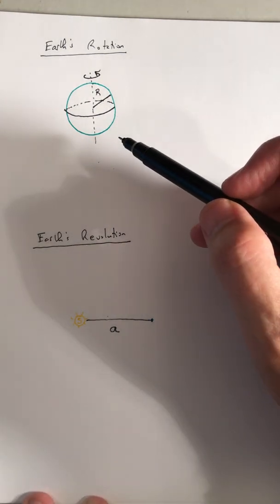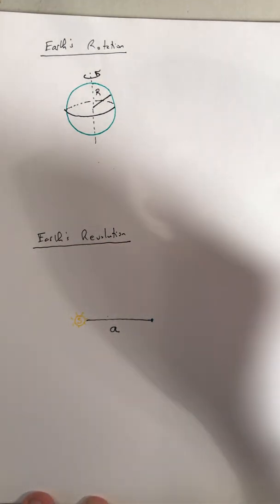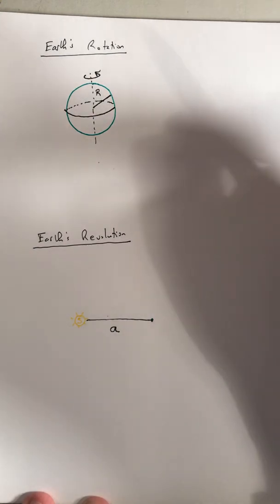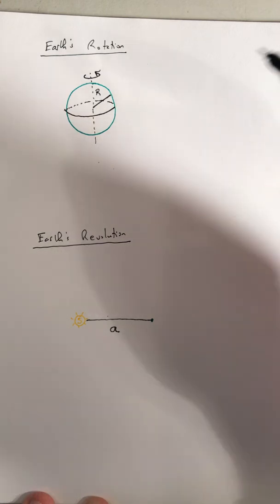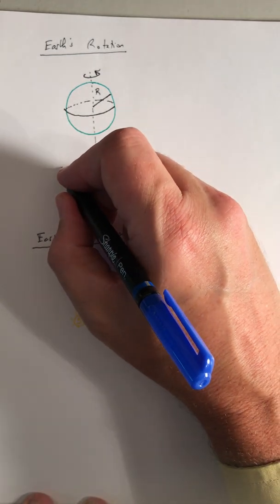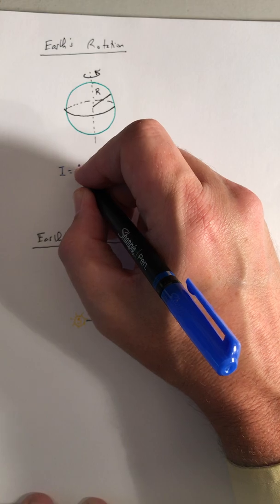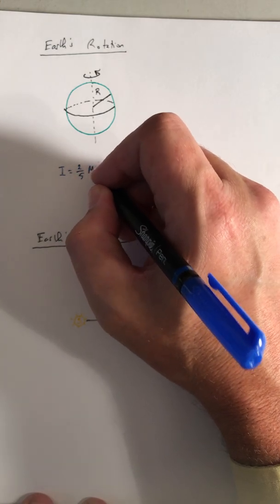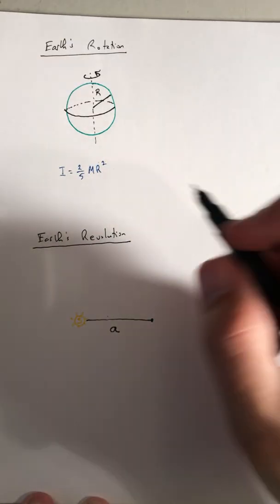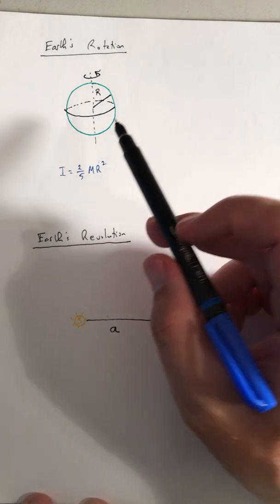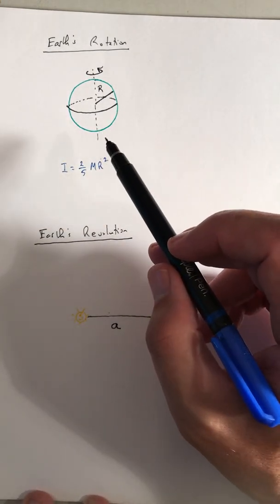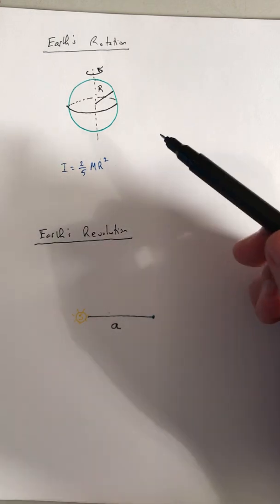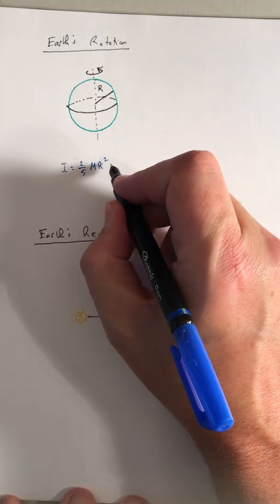You look up in table 8.1 of your textbook, and the rotational inertia of a uniform density sphere, radius r and mass m, is going to be given by 2/5 m r squared. The Earth is not exactly uniform in density. The density does vary, but that's a good enough approximation for this class.